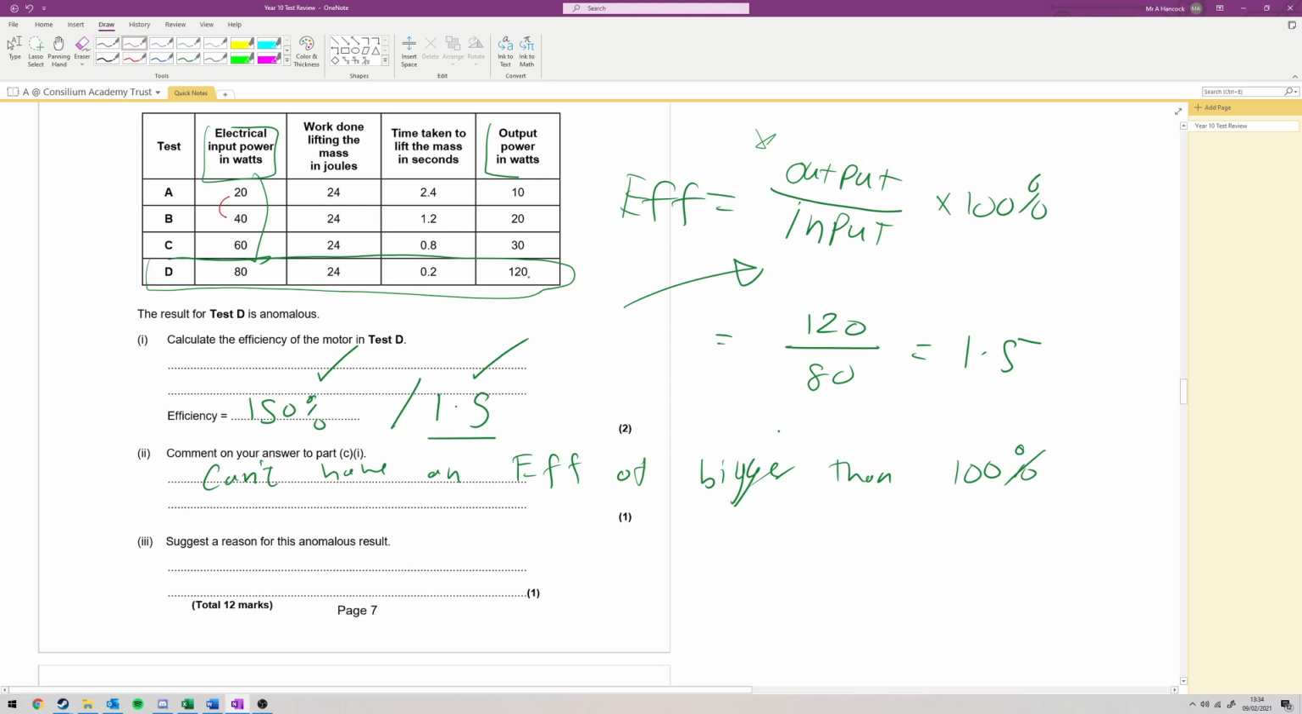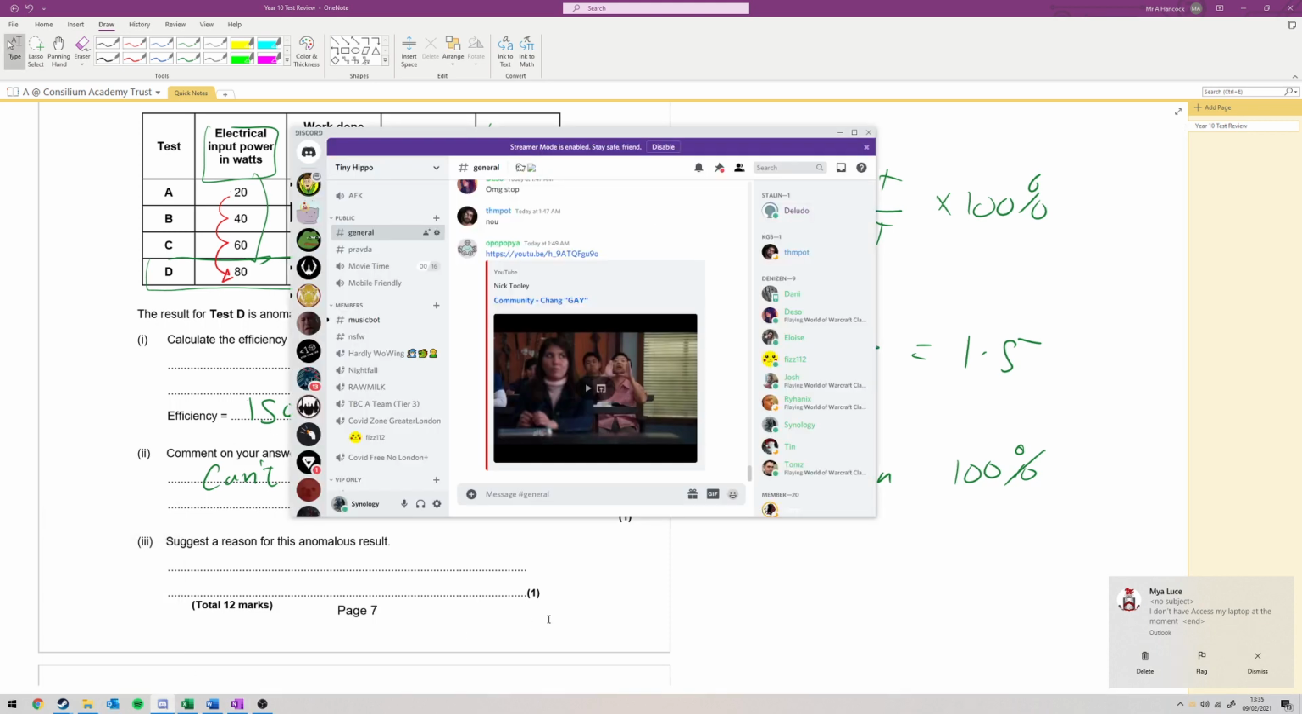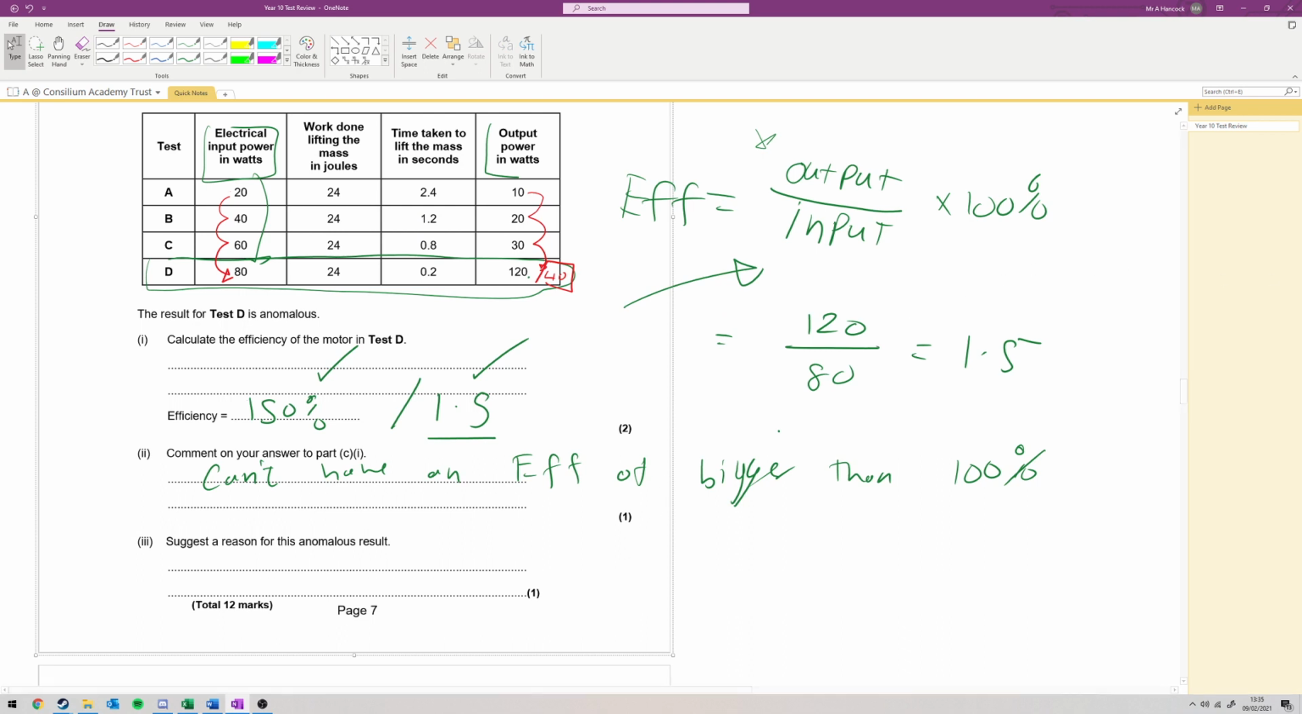The other thing you could have said is, let's have a look. This goes up 2, 4, 6, 8, right? Electrical power input. So they increased the power 20 watts at a time. Here, the output power goes 10, 20, 30, 40. This should be 40. Just from looking at the pattern in the results, you know that this has to be 40. So you could have said, comment on your answer, the power should have been 40.